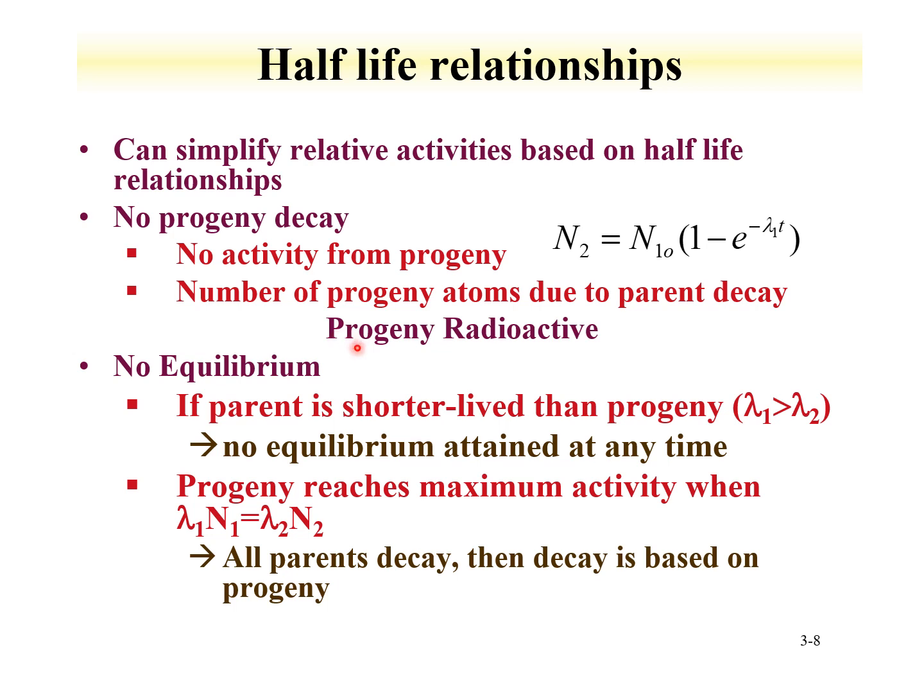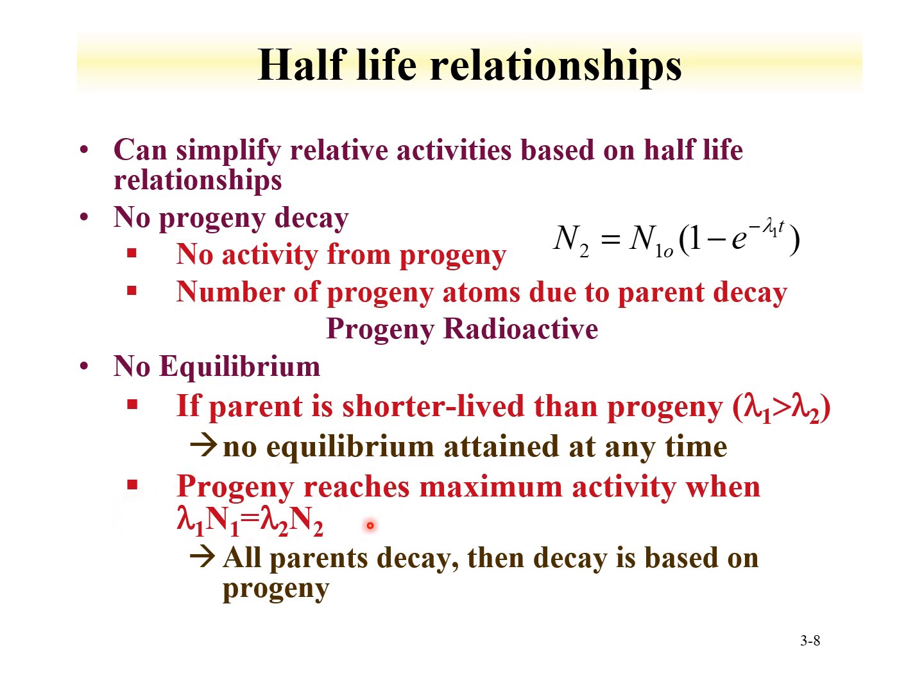There are a few different cases where there's no equilibrium. Equilibrium means that eventually a relationship between the decay of the parent and the decay of the progeny will be established. If the parent is shorter lived than the progeny, or if the decay constant of the parent is much larger than the progeny, no equilibrium is attained. The progeny obtains a maximum activity when this condition is solved.